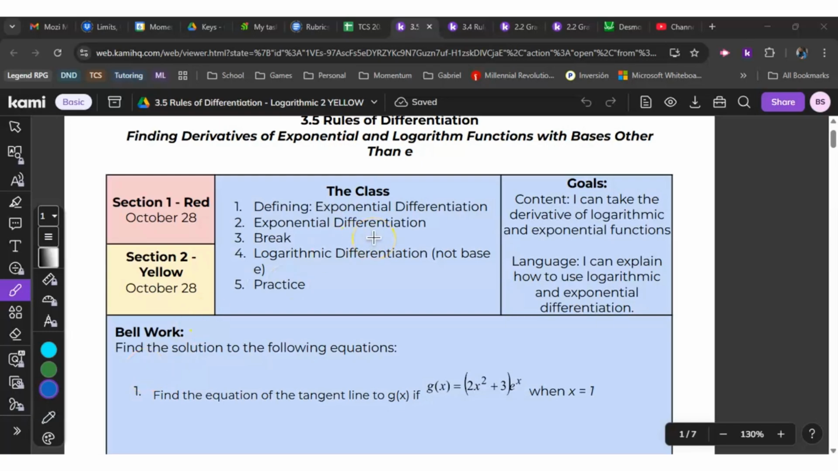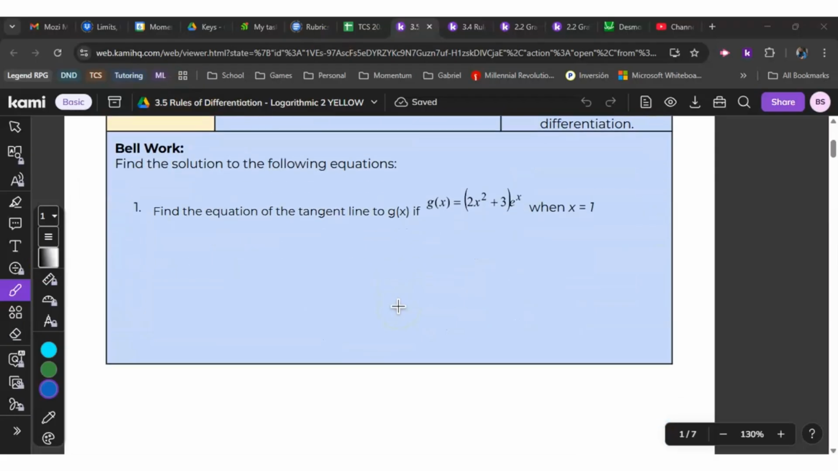Awesome. So this time we're going to do the next part of our logarithmic and exponential functions. And basically what it means, guys, is we're going to do them when there's not base e. Last time we did base e, and I told you it's because it's a little bit easier. Now we're going to do it when it's not base e. So first, let's start with our bell work here.